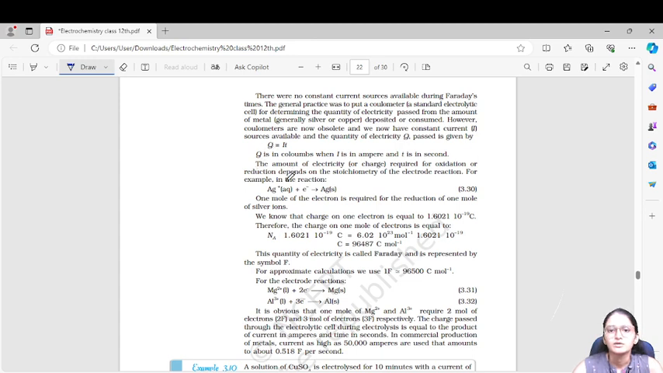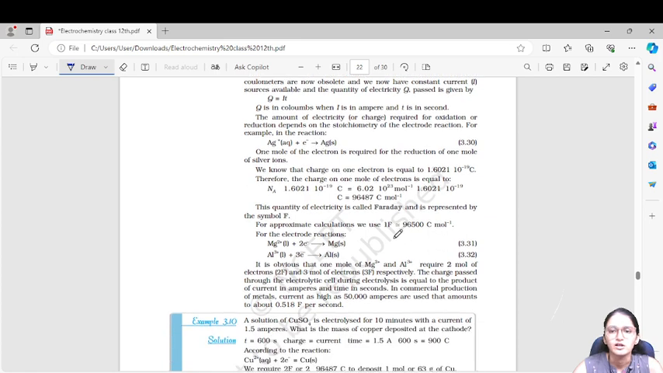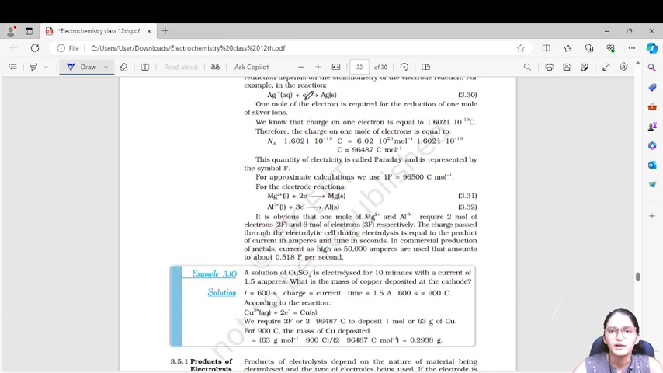So here the amount of electricity required for oxidation and reduction depends on the stoichiometry of the electrode reaction. If you see this reaction, silver ion plus an electron gives silver. We know that the charge on one electron is 1.6 into 10 raised to minus 19 coulomb. So what will be the charge on 1 mole of electrons? It will be 6.022 into 10 raised to 23 into 1.6 into 10 raised to minus 19. That gives you 96487 coulomb, which we write as 96500 coulomb approximately. This is Faraday's constant.